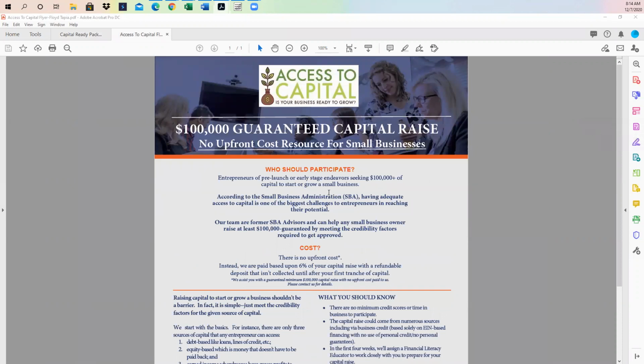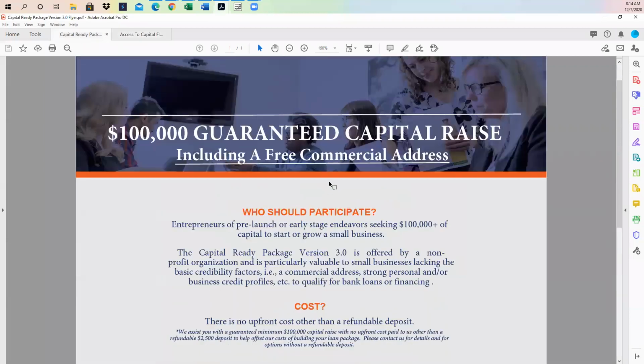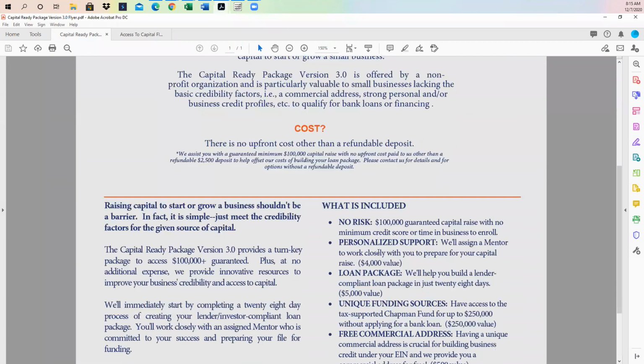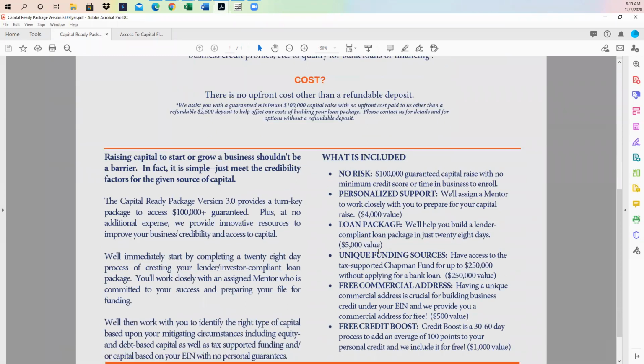Deion's asking, so that's right. And I think he typed the question before I got too deep into the conversation. Absolutely. All the normal benefits of the commercial address that we offer are included in the Capital Ready Package 3.0, which includes access to the Chapman Fund. Because what's the prerequisite? You have to be in the taxing district. Well, the address is in the taxing district. The workforce grant is included as well. So great question, Deion.